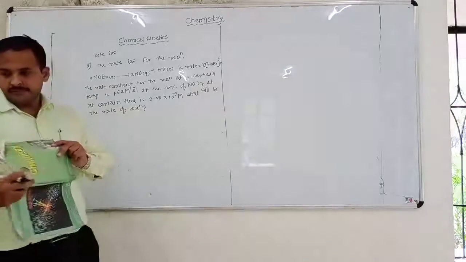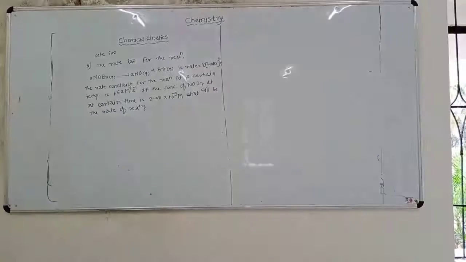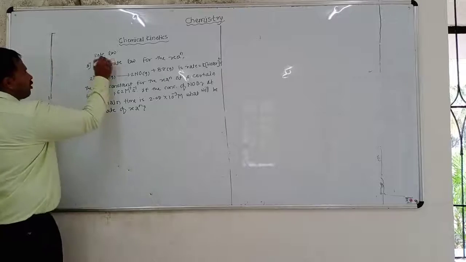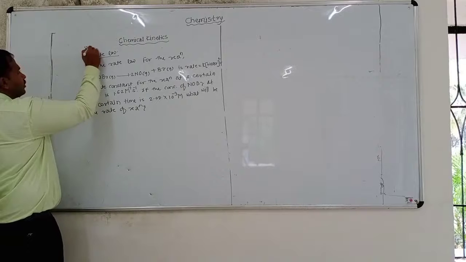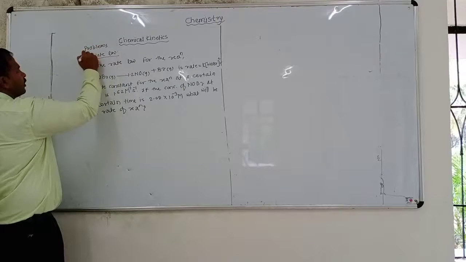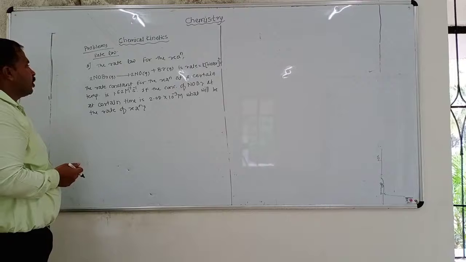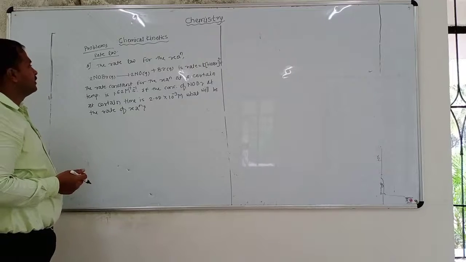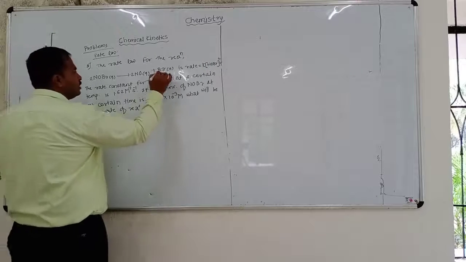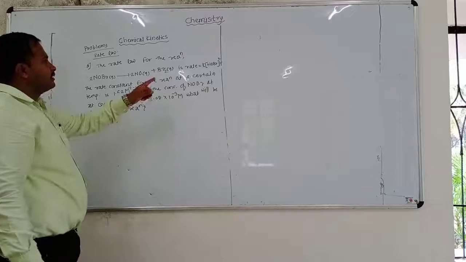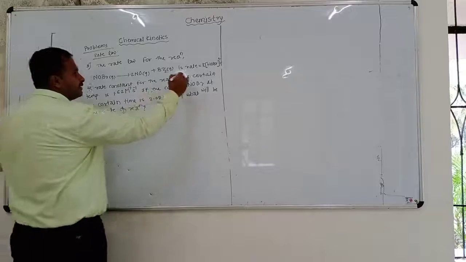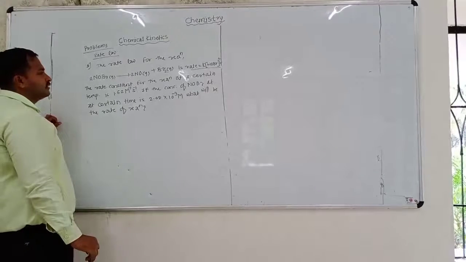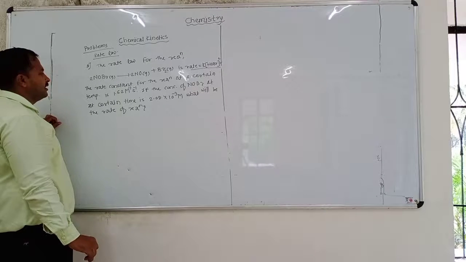Now we are going to discuss a problem on the rate law. The rate law for the reaction, 2NOBr decomposing into 2NO gaseous and Br2, is rate equal to K into concentration of NOBr raised to square. The rate constant for the reaction at a certain temperature is given.